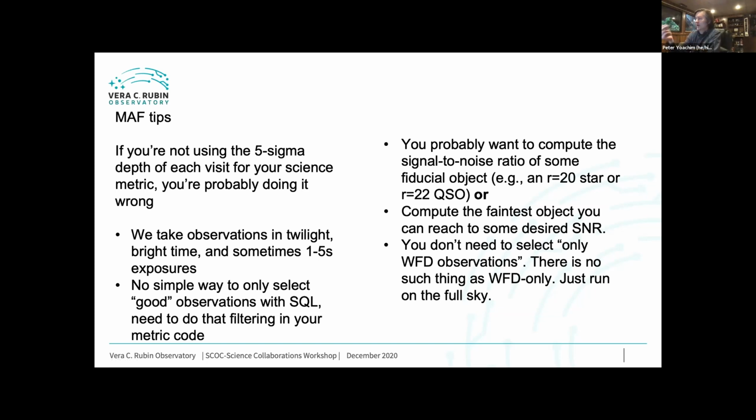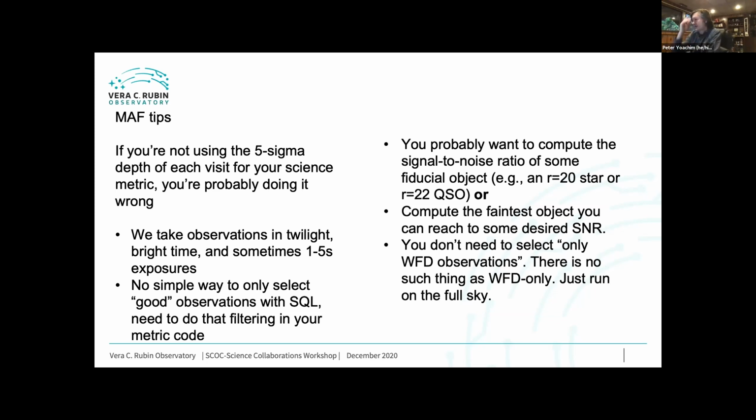So, for example, for our parallax and proper motion, we say, I'm going to pretend there is an r equals 20 star at every HEALPix pixel on the sky, and I'm going to see what signal to noise I get on my proper motion for that star. Or you could turn it around and compute the faintest object you can reach at your desired signal to noise. So you could say, oh, I reach quasars to 25th magnitude here or 26th magnitude there.